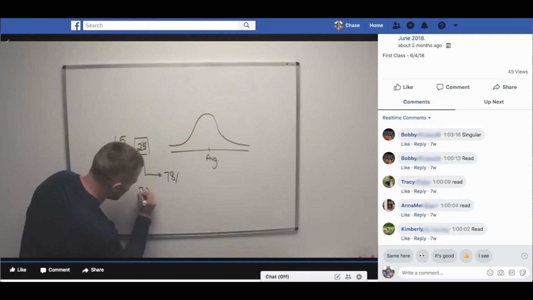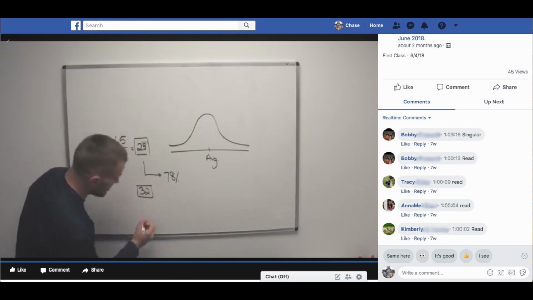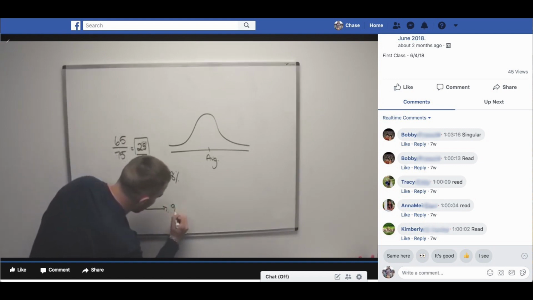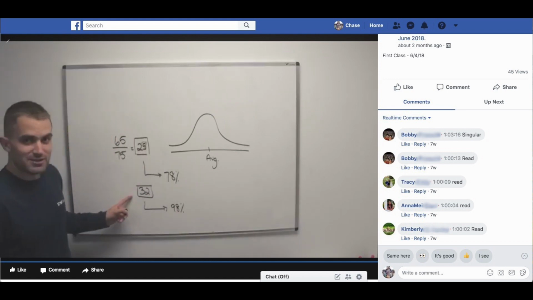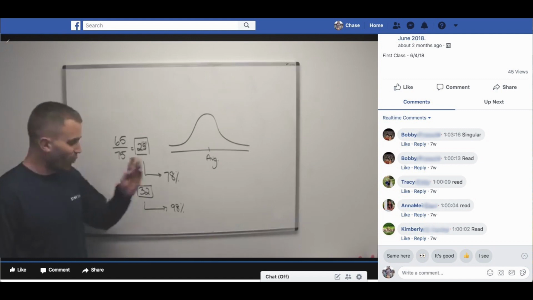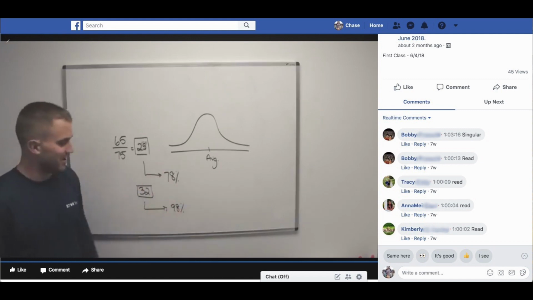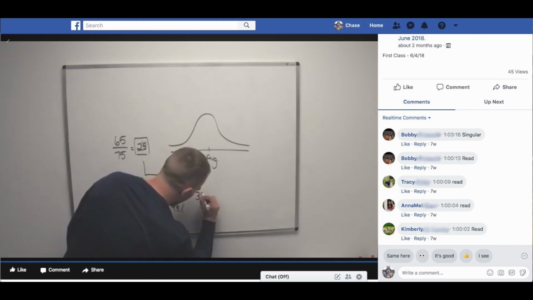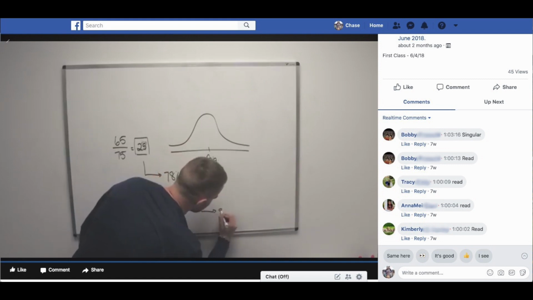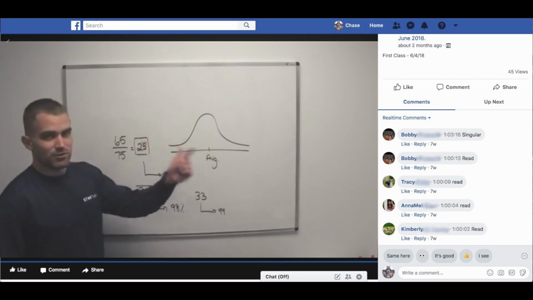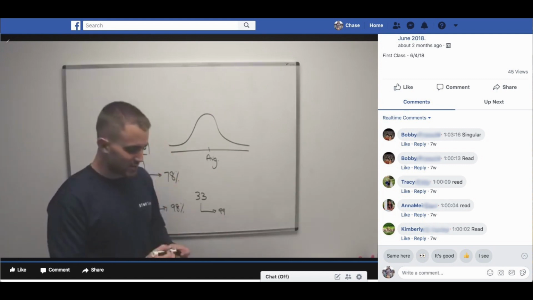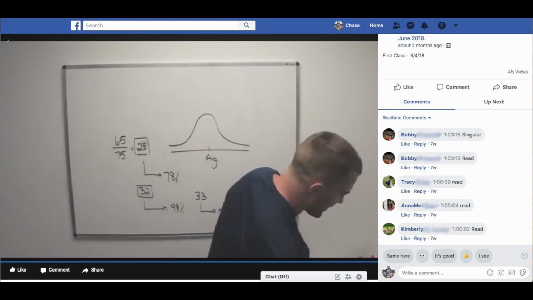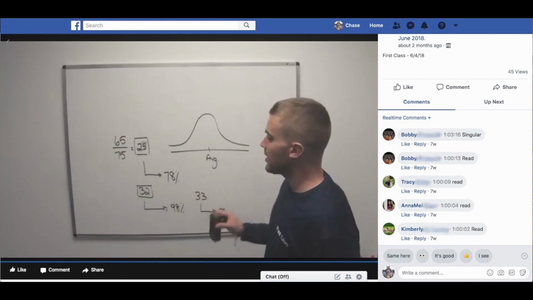A 32, right, if you're at a 32, that's in the 98th percentile. To go from a 32 to a 36, you have to improve 4 points in the top 2%. 33 is in the 99th percentile. The 33, 34, 35, 36 are all competing in the top 1%. 1% goes from 33 to a 36. That's insane.